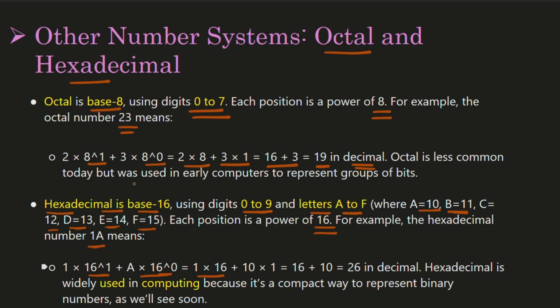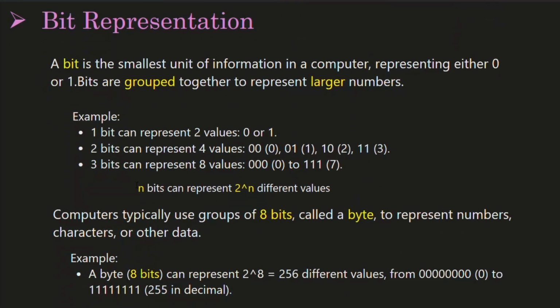That's 1 times 16 plus 10 times 1, equaling 16 plus 10, which is 26 in decimal. Hexadecimal is widely used in computing because it's a compact way to represent binary numbers, as we'll see shortly. Now, let's dive into bit representation, which is how computers store and process numbers.